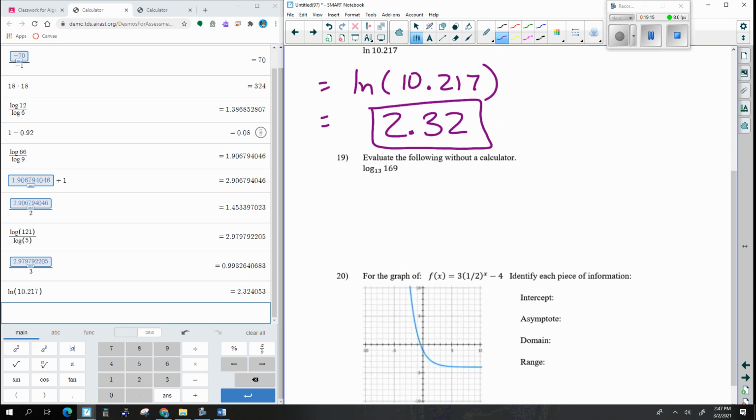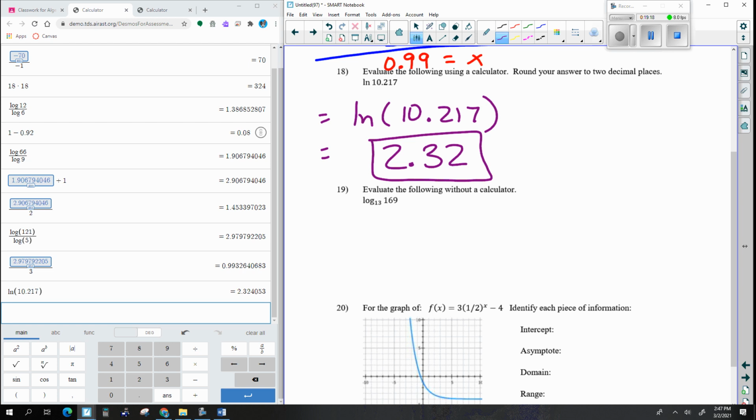Evaluate the following without using a calculator. Okay, so this is equal to x. So this is base 13, and then everything switches sides. So x comes over, 169, and then this would be to the second power. 13 to the second power is equal to 169.